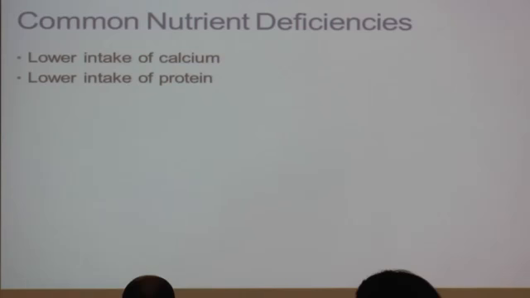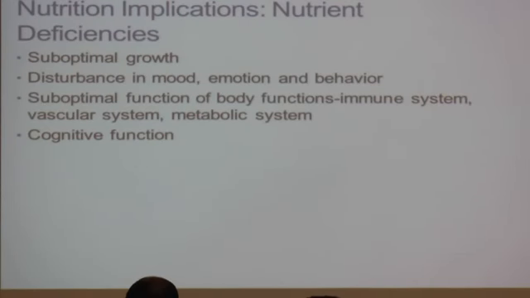So we've had some recent research that came out of the Marcus Center, actually, indicating that kids with autism spectrum disorders have lower intake of calcium and lower intake of protein. And because of that, there are significant nutrition implications. So first of all, suboptimal growth is an issue, whether it's suboptimal growth in stature, like height of a child, or their actual weight.